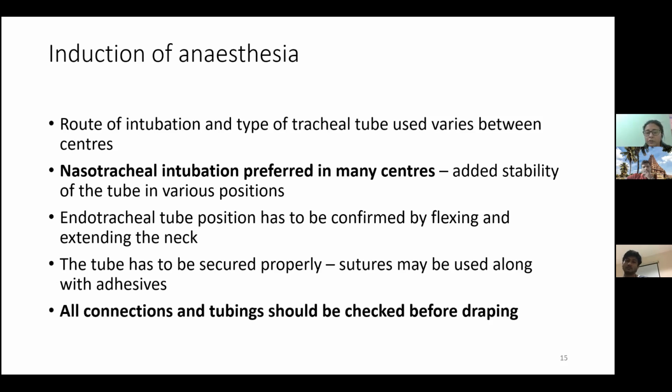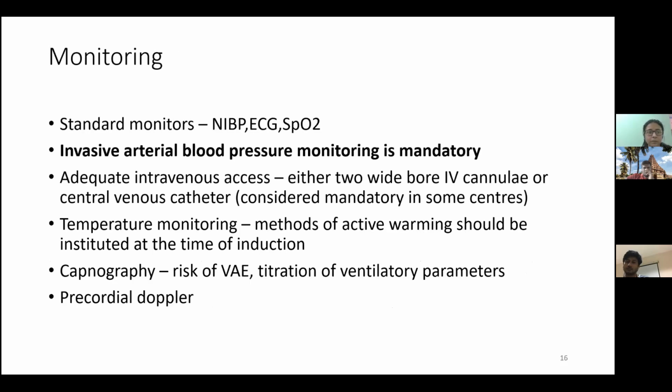And we have to ensure that all connections and tubings should be checked before draping and handing over the patient to the surgeon. Standard monitors like NIBP, ECG, and SpO2 are required. In addition, invasive arterial blood pressure monitoring is mandatory with the possible exception of endoscopic cases, but that too in centers which have adequate expertise in doing these cases. For centers which do not routinely do these procedures, an invasive arterial line is necessary.